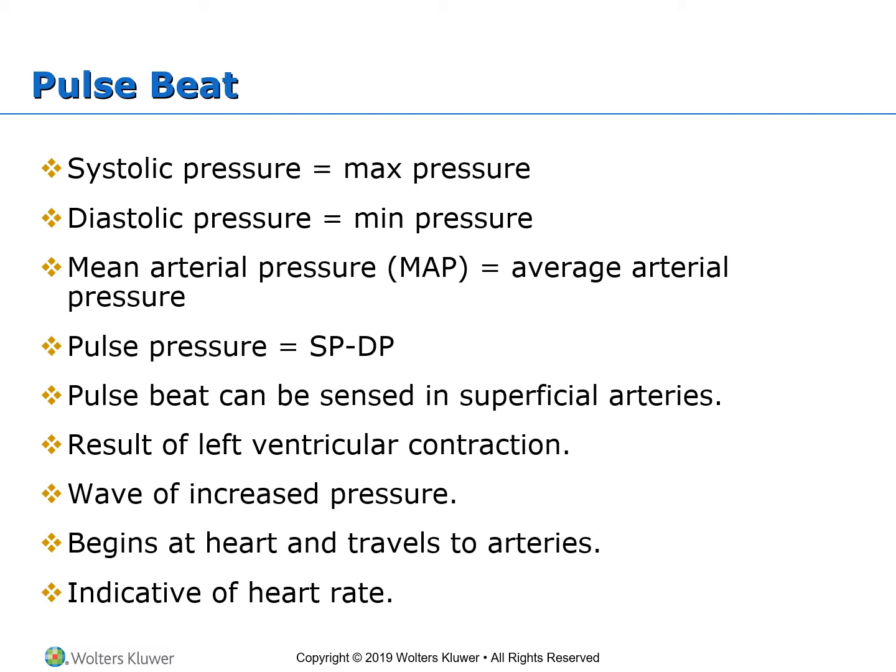So each pulse beat represents, in fact, one cardiac cycle. In a healthy individual, the pulse rate will be equal to the heart rate. However, the heartbeat may not always be detected as a pulse, especially if the heartbeat is very weak, or if the specific artery that we are trying to measure the pulse over is obstructed.